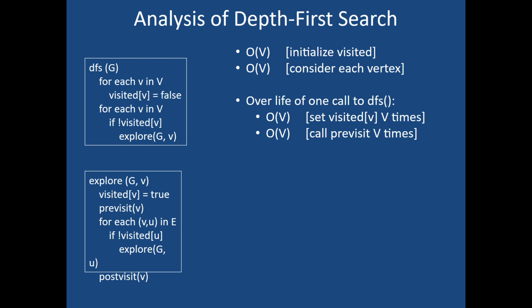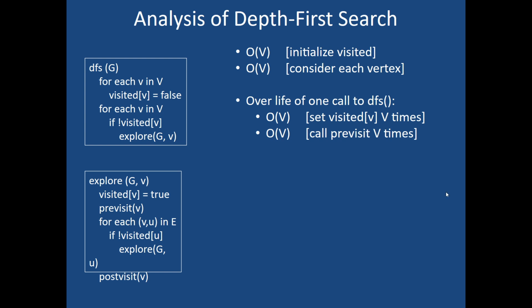V times E. Well, E times. Just E. Okay? V times E is an overestimate. We know there's going to be V calls to explore. Each time we call explore, this loop will run some number of times. If you add all those times up, it'll add up to 2E, which we'll call E, and that's just constant time. So that visited call has an O of E cost over the entire life of the algorithm.